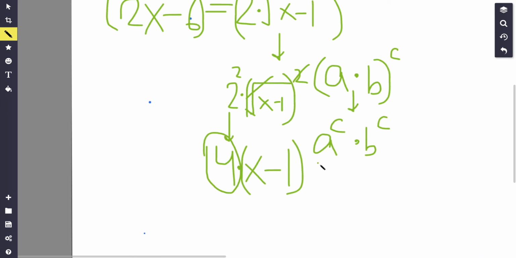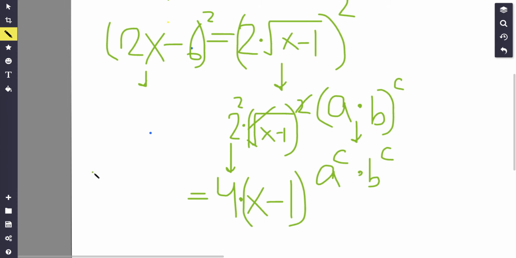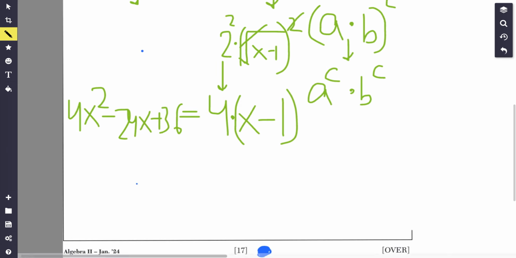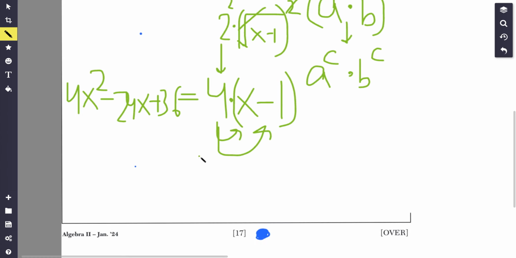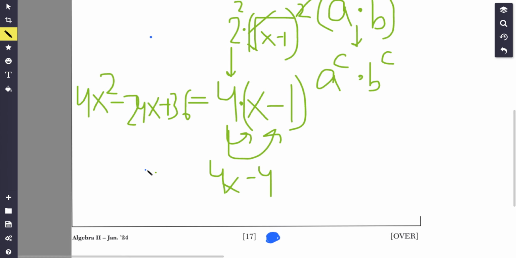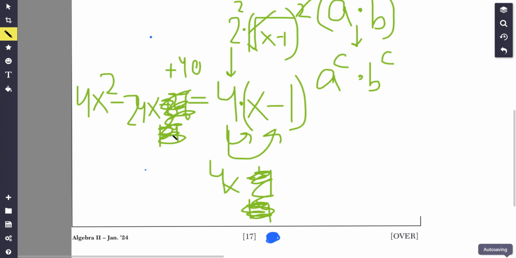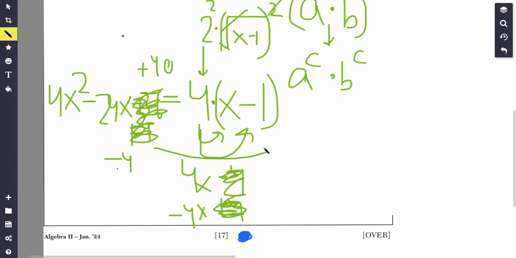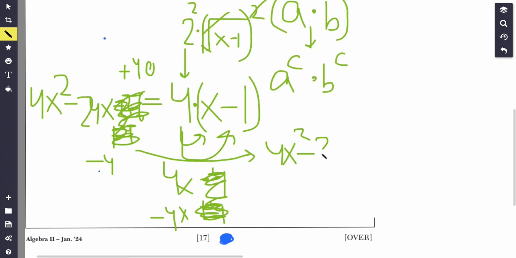On the left-hand side, we have 2x minus 6 squared. I'll spare you the suffering of having to FOIL this out. You're going to get 4x squared minus 24x plus 36. Let's distribute the 4 to this x minus 1, so you just have 4x minus 4 on the right-hand side. If I add 4 to both sides, I get 4x is equal to all of this stuff, plus 40, because 36 plus 4 gives you 40. And if I subtract 4x from both sides, I get 4x squared minus 28x plus 40 is equal to 0.